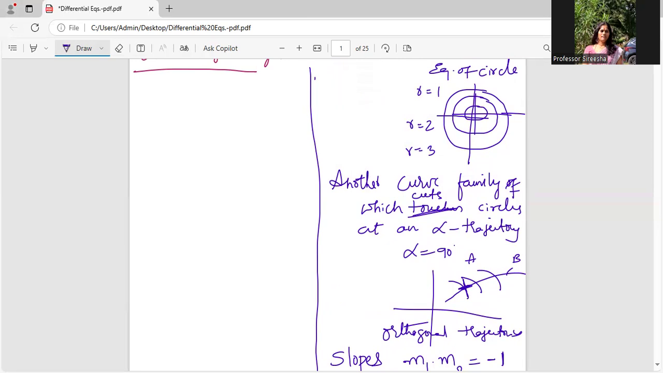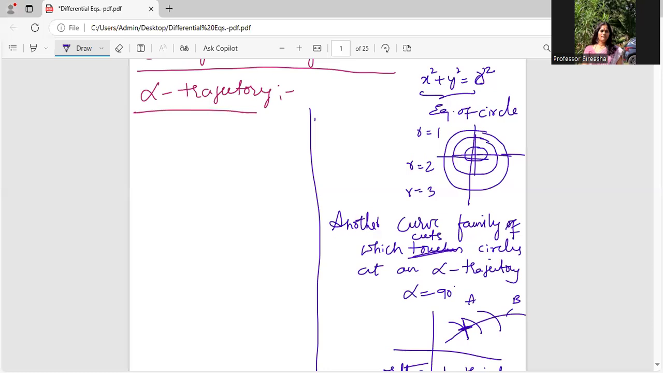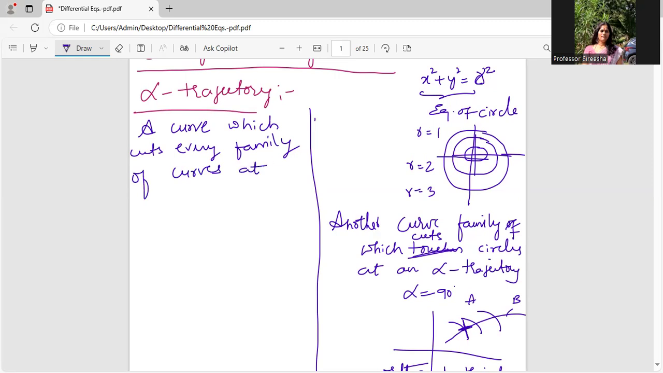An orthogonal trajectory is a curve which cuts every family of curves at a right angle. A right angle is called OT, orthogonal trajectory. In short, I am writing it just to save time. How do I find it? Suppose the working rule: how do I find an orthogonal trajectory?